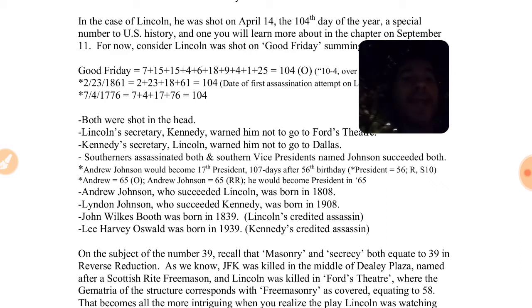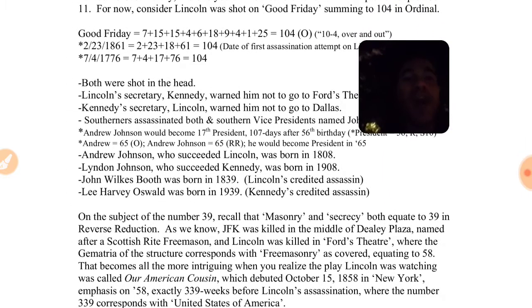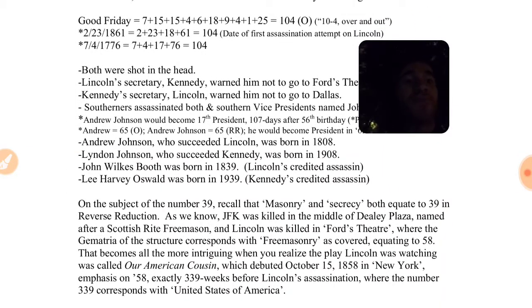Andrew Johnson would become 17th president 107 days after his 56th birthday. President equals 56 in a single reduction. Andrew Johnson equals 65 in reverse reduction. He would become president in 65. Andrew Johnson, who succeeded Lincoln, was born in 1808. Lyndon Johnson, who succeeded Kennedy, was born in 1908. John Wilkes Booth was born in 1839, Lincoln's credited assassin. Lee Harvey Oswald was born in 1939, Kennedy's credited assassin.